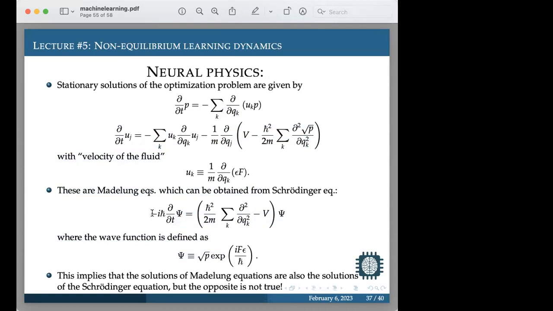So the solutions for the Madelung equations are a subset of the solutions of the Schrodinger equations. Am I understanding that correctly?